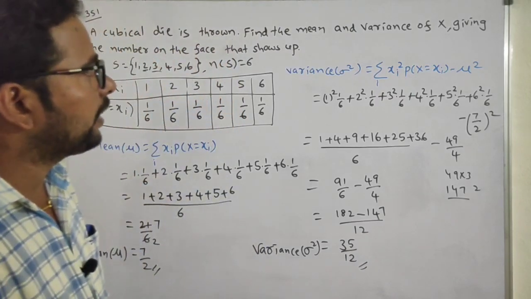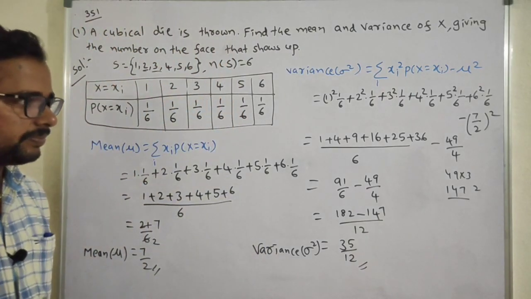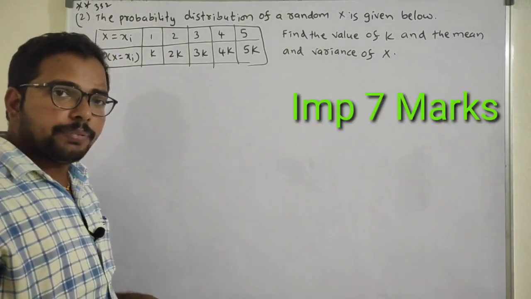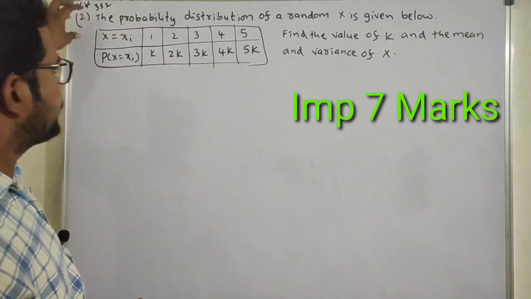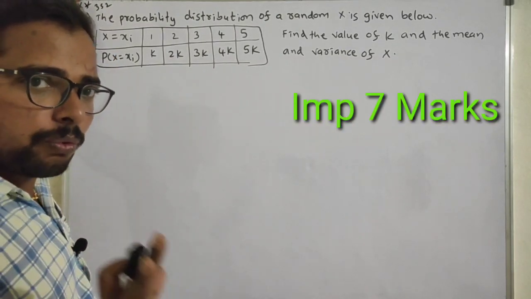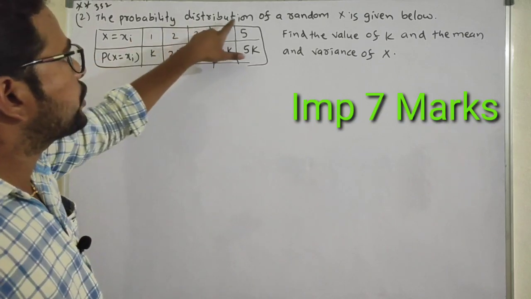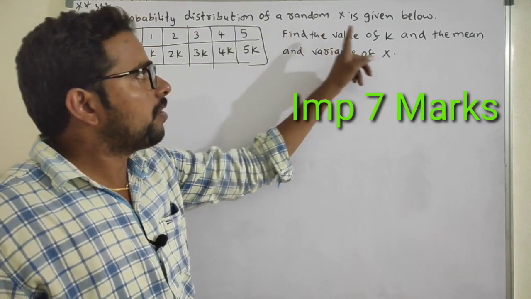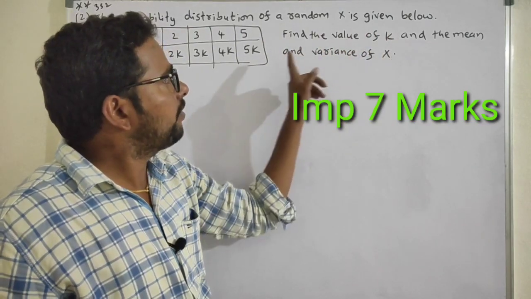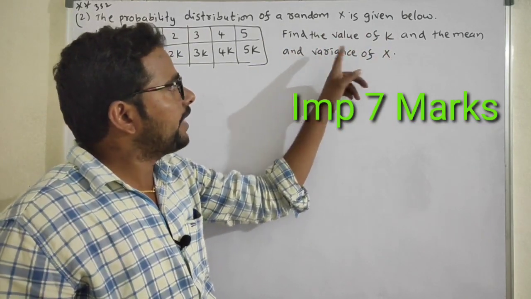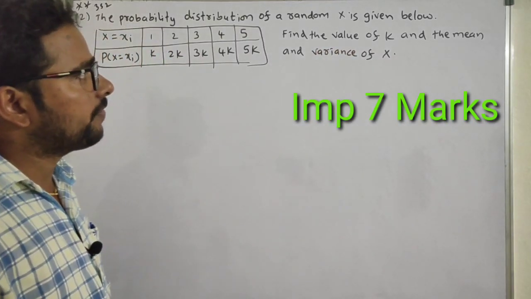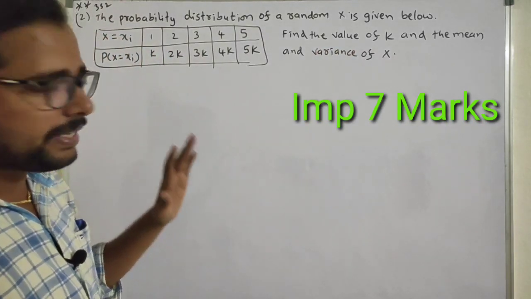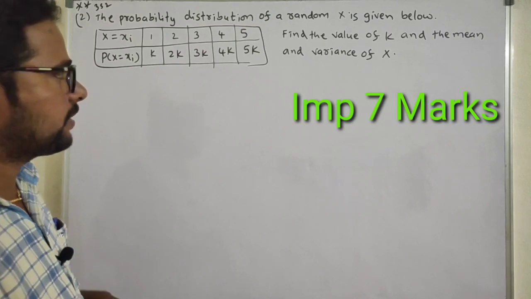This is a very important long question. In page number 352 we have this problem, very important long question. The probability distribution of a random variable x is given below. Find the value of k and the mean and variance of x. First we have to find the value of k and then mean, then variance of x.